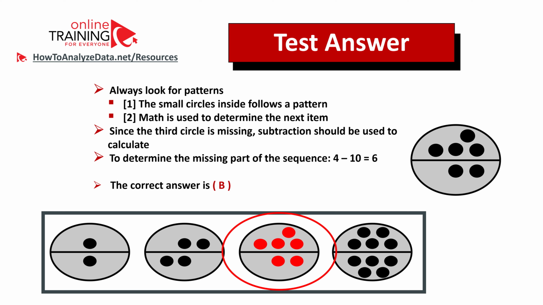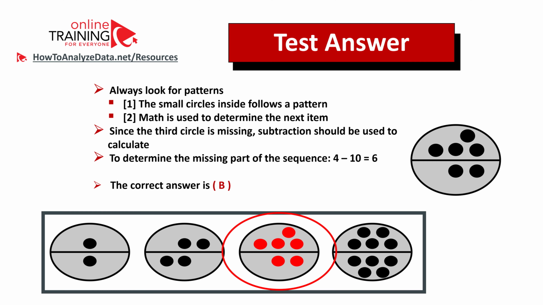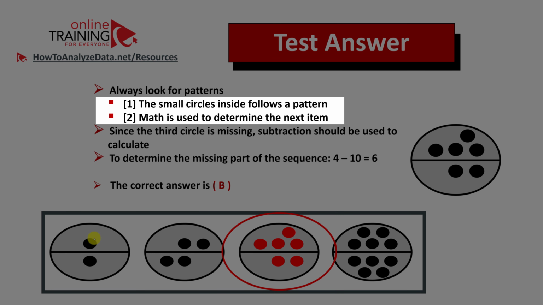When solving any type of question, always look for patterns. And if you look carefully, you will see multiple patterns happening here. The first pattern is there's always a small circle inside the larger oval. And then the second pattern for this particular question is that math is used to determine the next item. And since math is used, we can use calculations to determine the missing part.